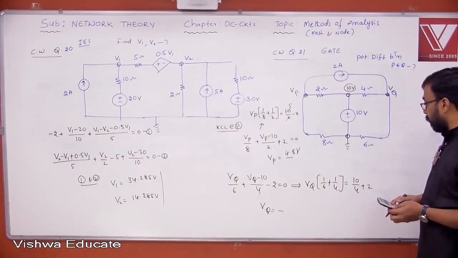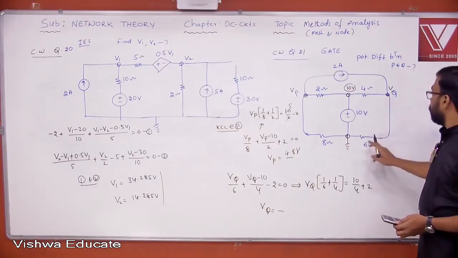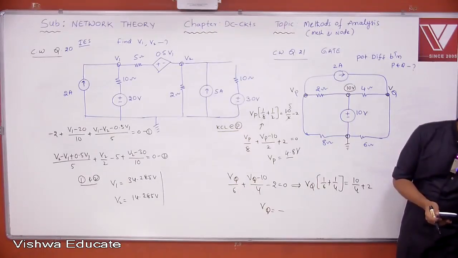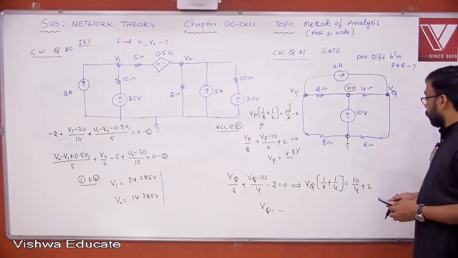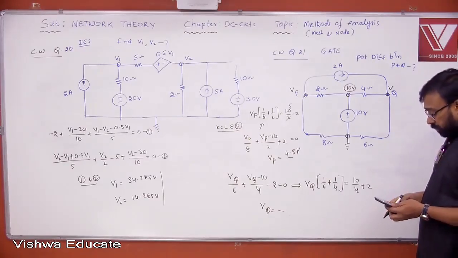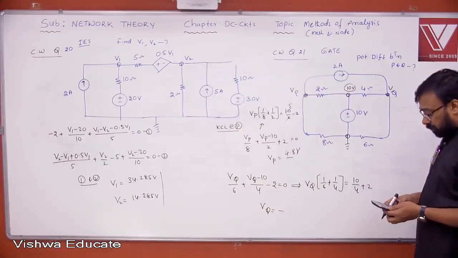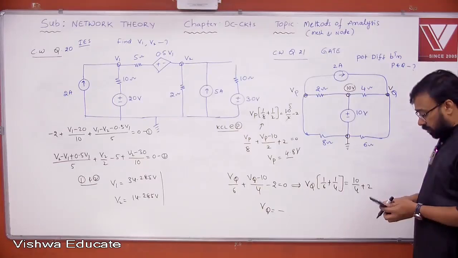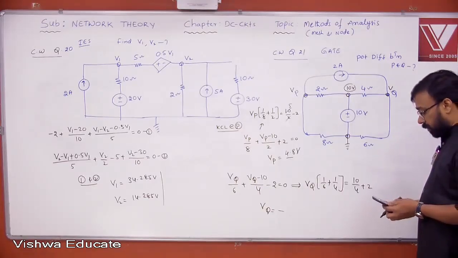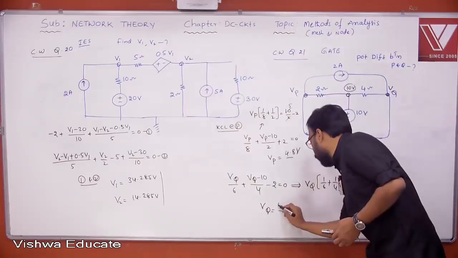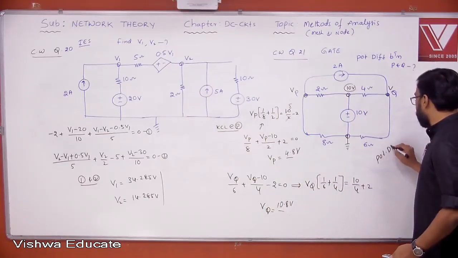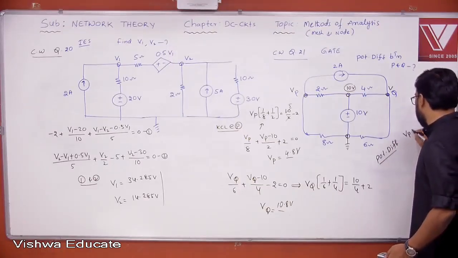1 by 6 plus 1 by 4. That's it. So this is 10.8 volts. So what is now the potential difference? Potential difference is nothing but either VPQ or VQP.